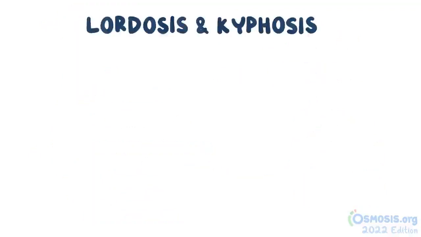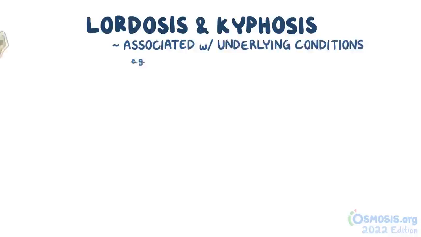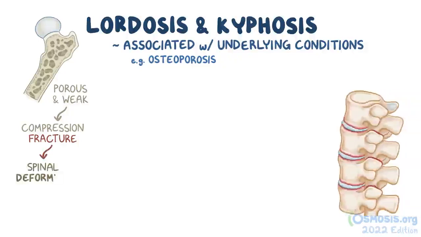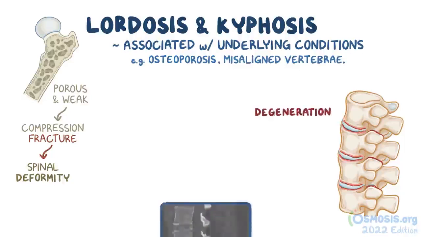Lordosis and kyphosis are typically associated with underlying conditions. For example, in osteoporosis, the bones become porous and weak and can develop compression fractures, causing the bones to collapse a little bit. This can cause a spinal deformity and can also impinge on nearby nerves. Misaligned vertebrae can also exert too much pressure on the intervertebral discs, causing them to degenerate.